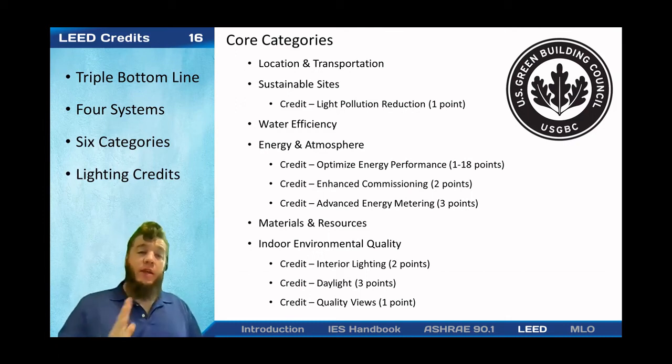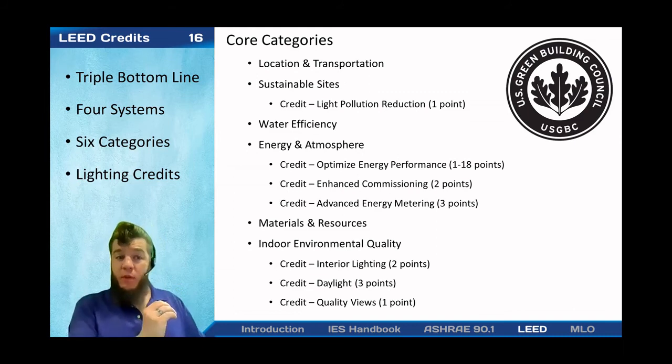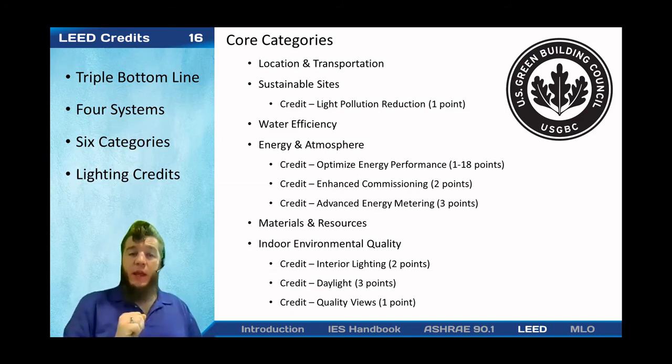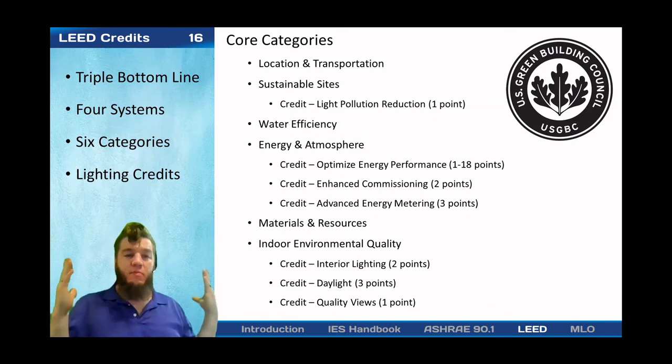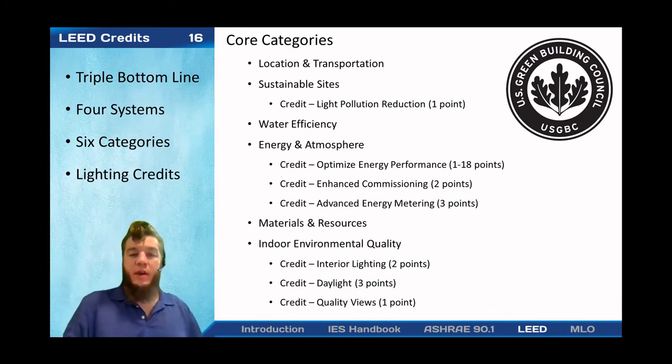Indoor environmental quality is more focused on the people portion of our triple bottom line. And so within that, we're going to see credits for interior lighting. And specifically, what this is getting at is controllability, user level controllability of lighting instead of just large scale controllability for entire spaces full of people. Daylight, of course, is crucial to user acceptance and well-being within that space. And that is separate but related to quality views.